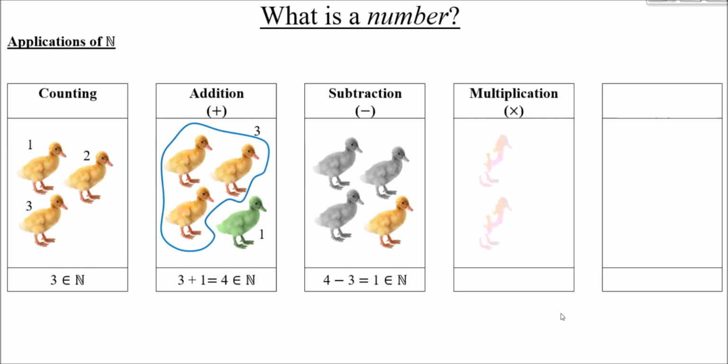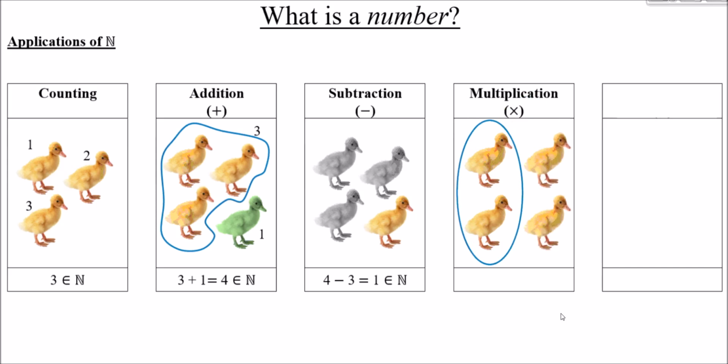Multiplication. So 2 ducks, circle those and group them together. Imagine we have that grouping doubled. So 2 multiplied by 2, that gives in total 4 ducks. So 2 multiplied by 2 is 4, which is also a natural number.